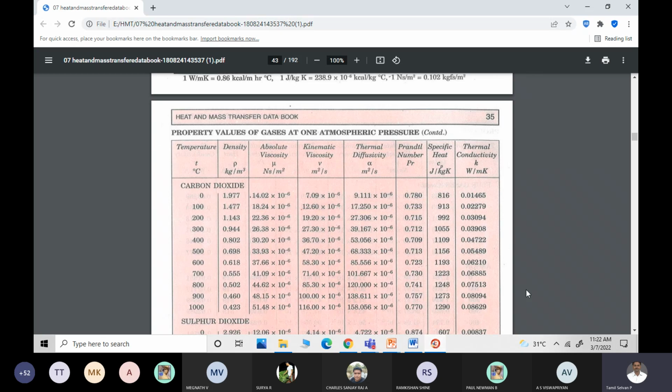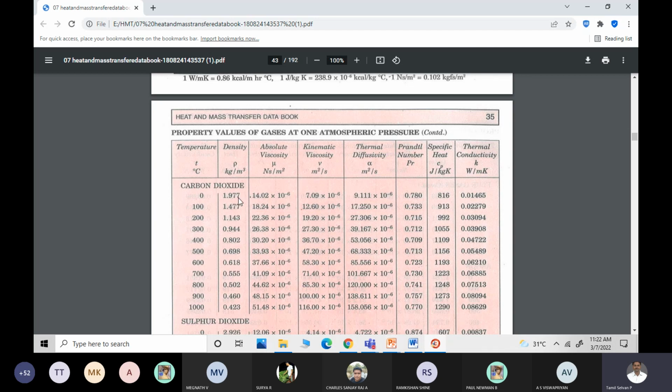Okay, so that's why the mu value is also given in the data book, and the nu value is also given in the data book. If you want to find density, that is also given. Rho is given, mu is given, nu is given: kg per meter cube, Newton second per meter squared. N stands for Newton, am I correct, students? Yes, sir. Newton second per meter squared, whereas nu, the kinematic viscosity, is given in meter squared per second.